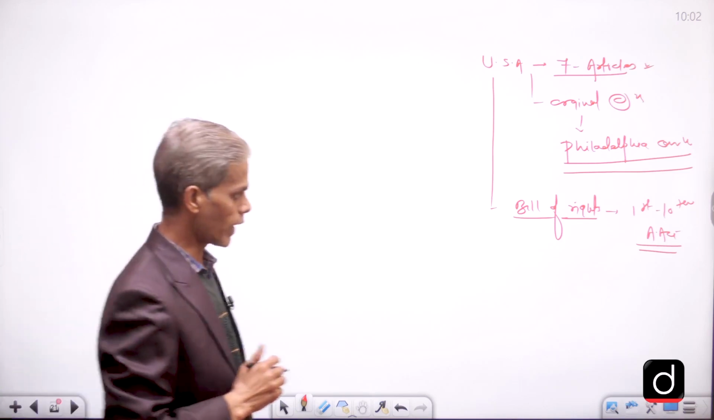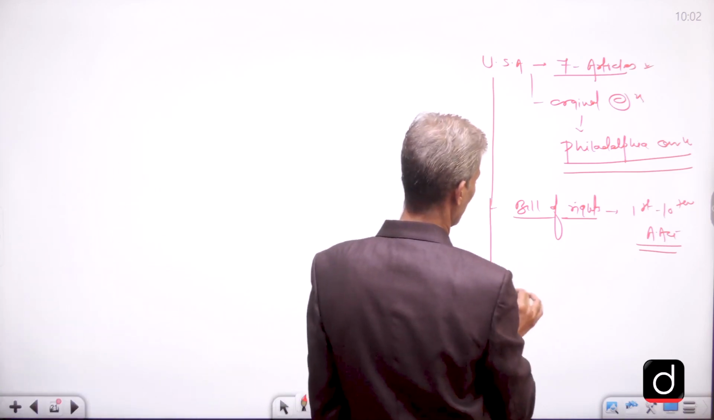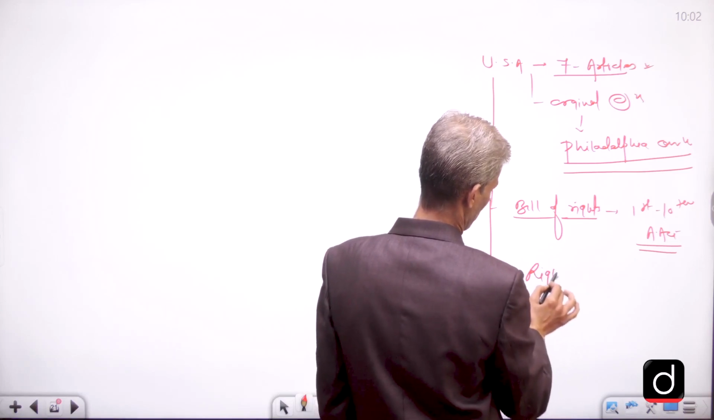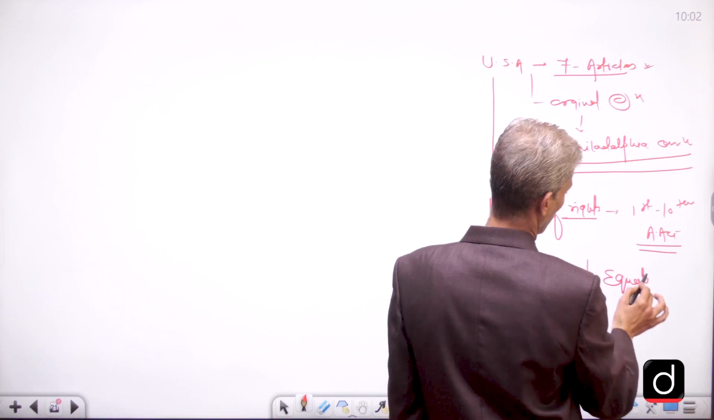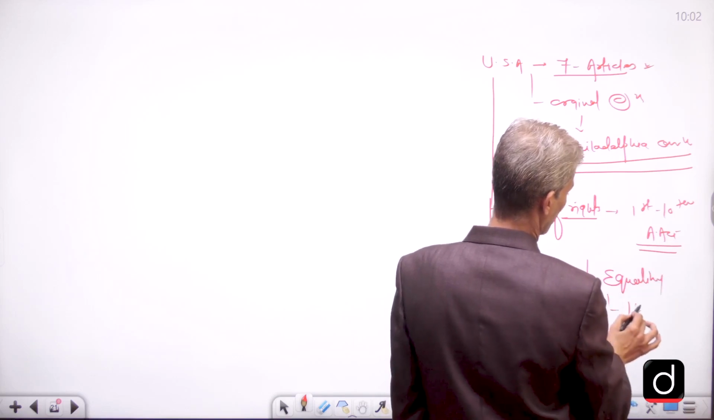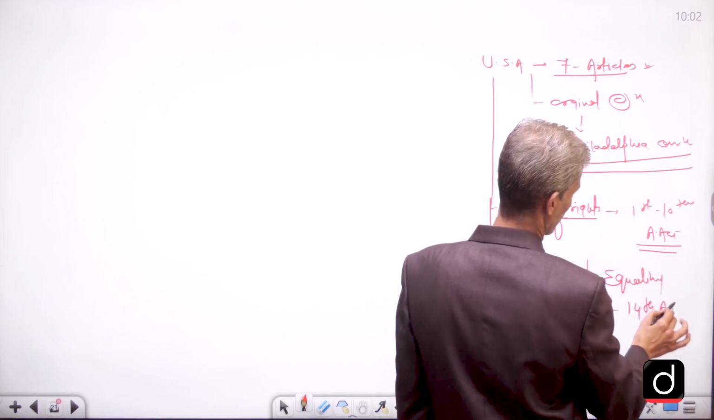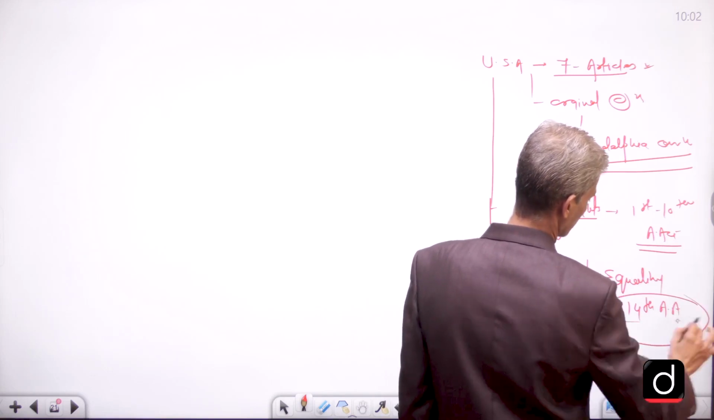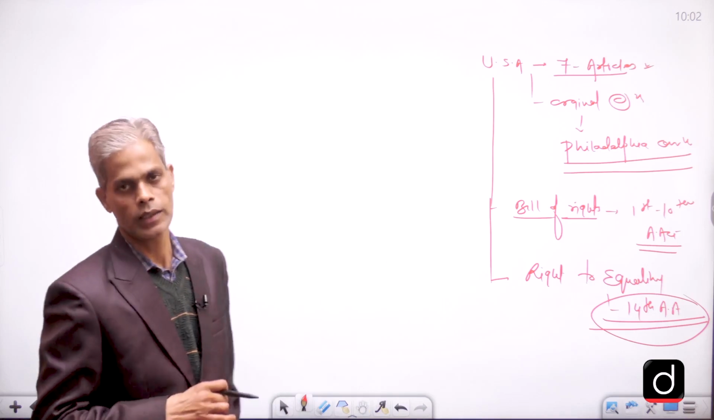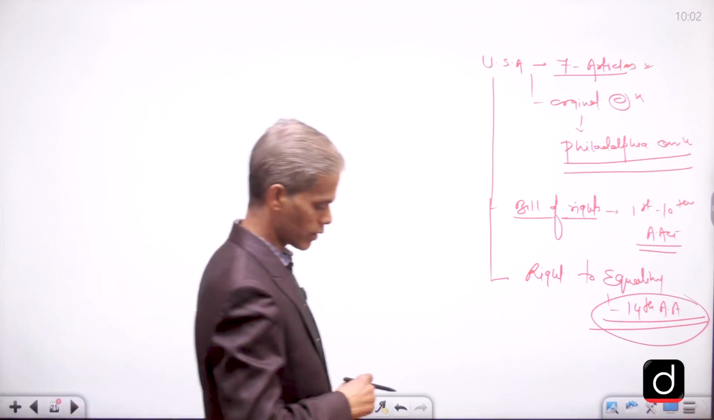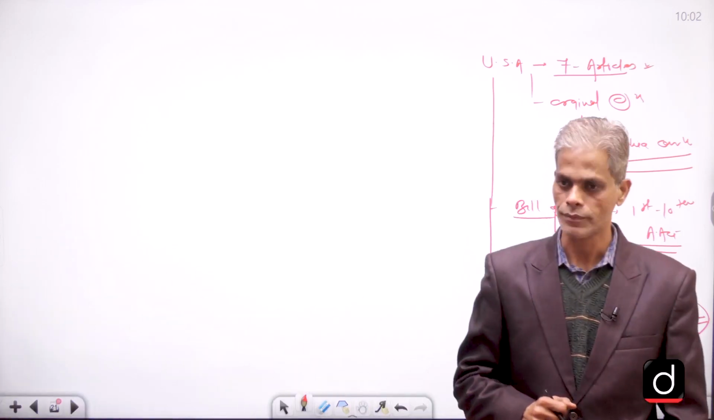In fact, finally, the right to equality came in with the 14th Amendment Act. In the 14th Amendment Act, they introduced this concept of right to equality very late, maybe in the late 60s, or 1868 to be perfect.